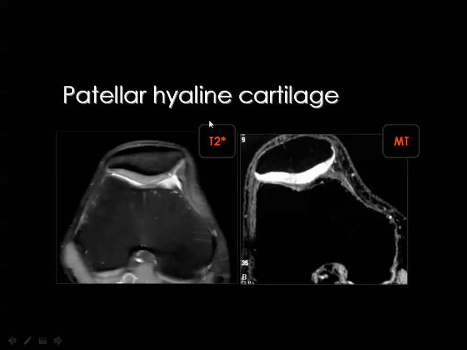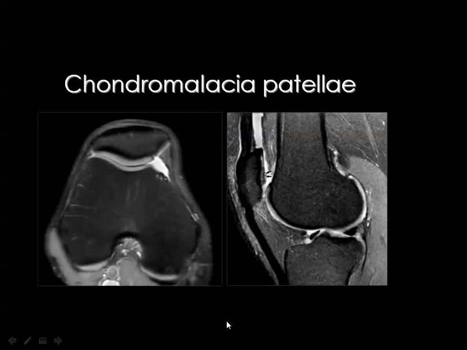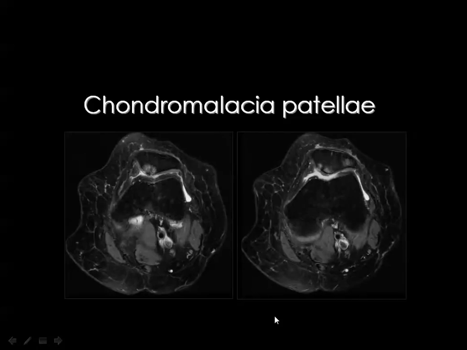And this is the T2 star. You can appreciate this fissure within the articular cartilage on the medial articular surface, diagnostic of early chondromalacia patella. Don't evaluate the chondromalacia patella in the sagittal images. The axial images are essential for evaluation. You can see this fissure, which is diagnostic of early stages of chondromalacia patella.